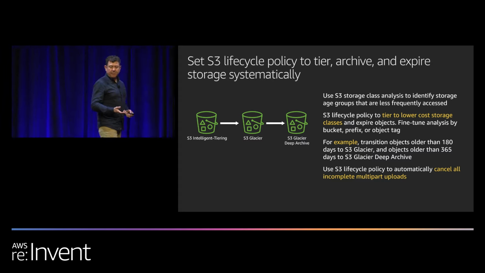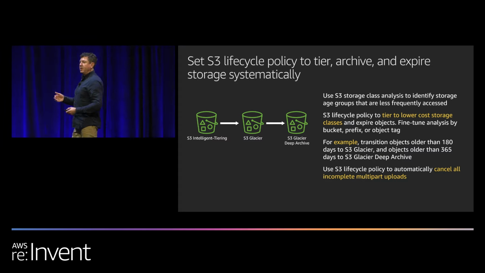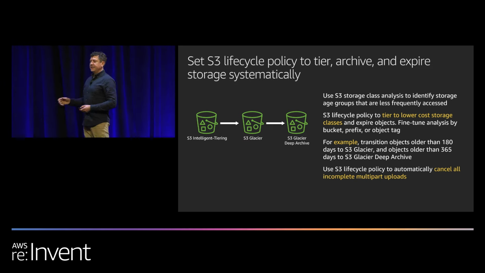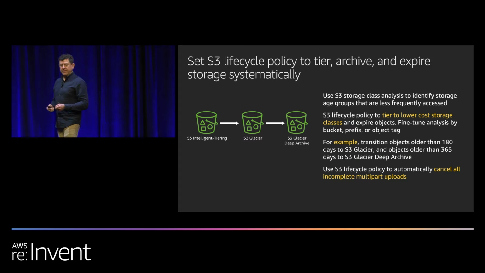I can now set up a lifecycle policy that, say, for example, I went the S3 Intelligent-Tiering route. Then after 180 days, I know my data really cools off. There's very little chance that I might need to access it, but in the event that I do, I still want to have the option to get it back in minutes if I need to. So after 180 days, I have the objects in that bucket tiered down to the S3 Glacier storage class.